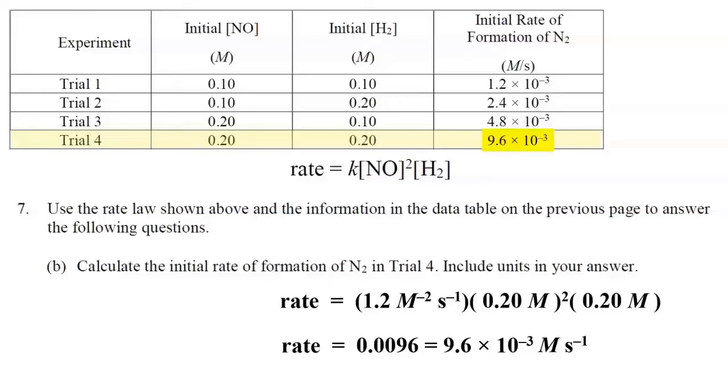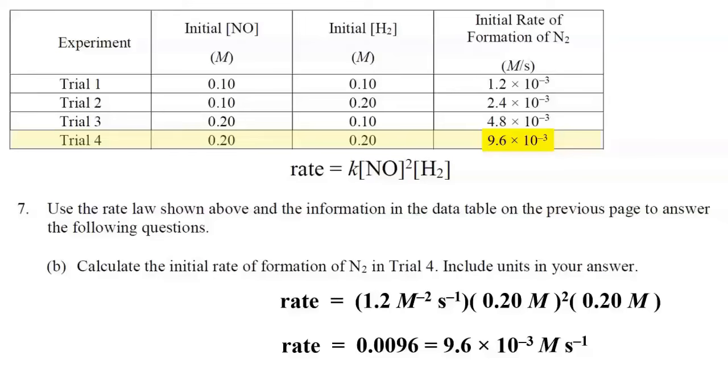Another way you could have figured out the answer to part B is to recognize that the only change that was made from trial 3 to trial 4 is they doubled the initial concentration of hydrogen. So when you double hydrogen, which is first order, you're going to double the initial rate. And so 4.8 times 2 is 9.6. So 9.6 times 10 to the negative 3 molarity per second is the answer to part B.